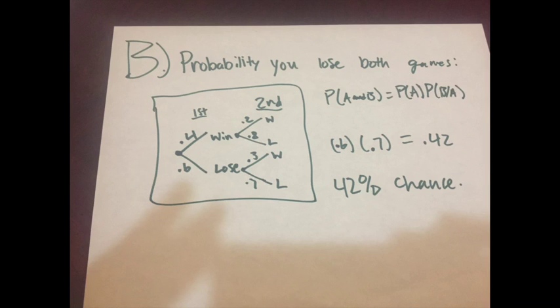Part B, probability that you lose both games. So, I drew a tree chart in the box, and I showed the first game and the second game. So you have a 0.4 probability of winning and a 0.6 probability of losing the first game, and then the second game you have a 0.2 chance to win and a 0.8 chance to lose. And then the second game, if you lose the first one, is 0.3 to win and 0.7 to lose. So then what you do is you do the probability of A and B, and so you do 0.6 times 0.7, which is equal to 0.42, and so there's a 42% chance that you would lose both games.